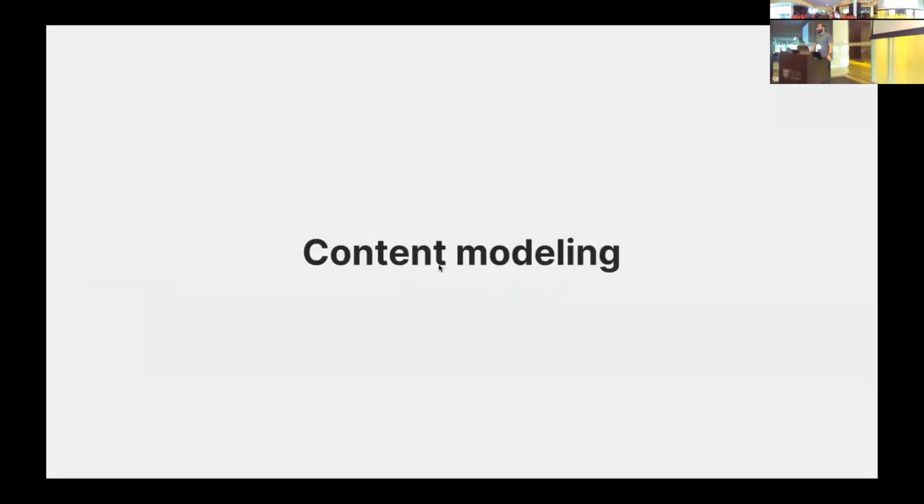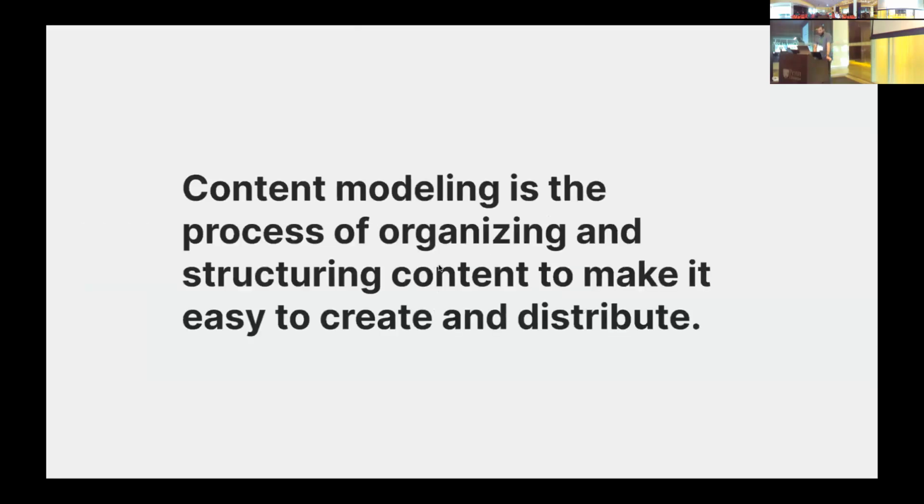The first of which is content modeling. Content modeling is the process of organizing and structuring content to make it easy to create and distribute. Thank you, ChatGPT. I will not give you an attribute because you are a super robot. So that one I'm going to say is in the public domain. But it's true. It's basically the process of working through content and figuring out how it all fits together.